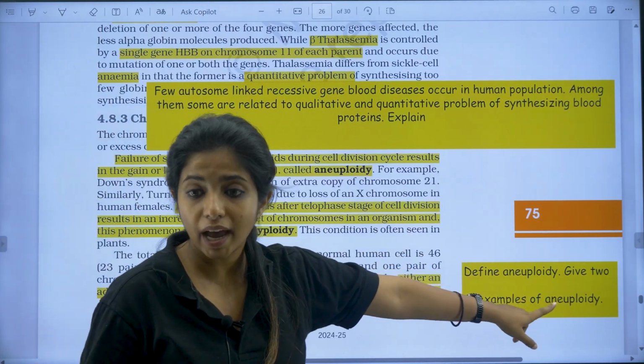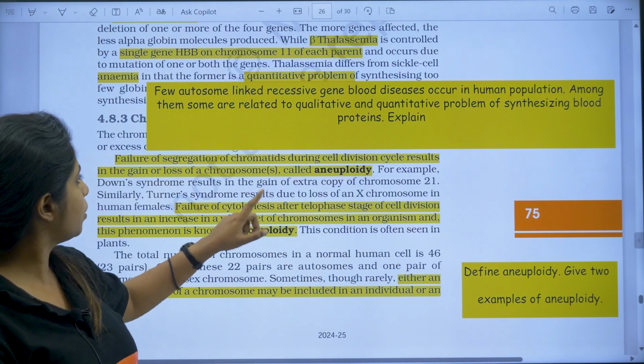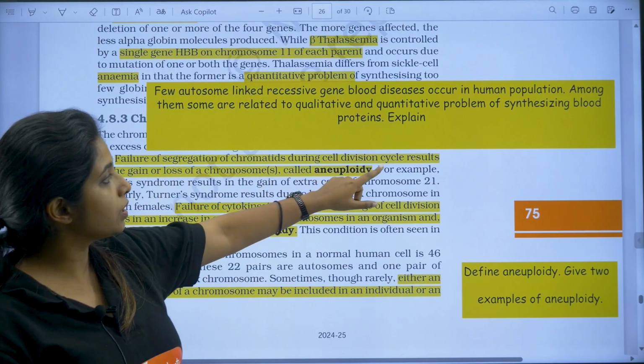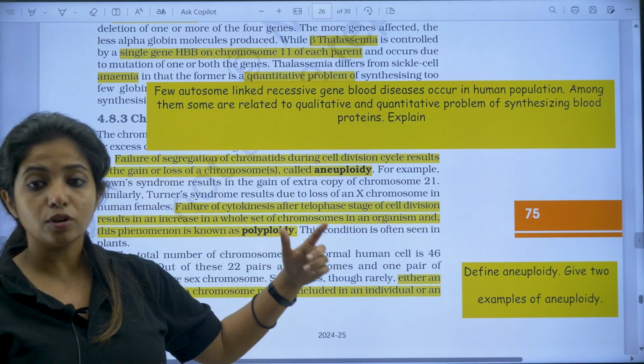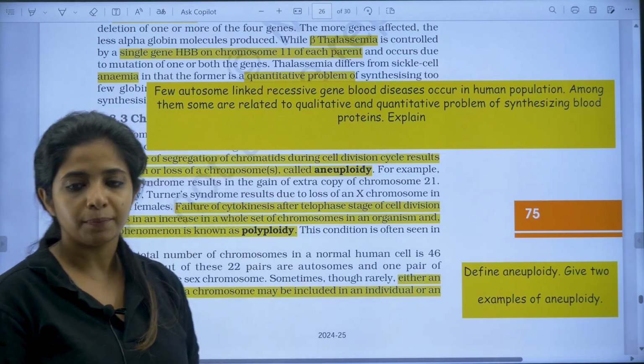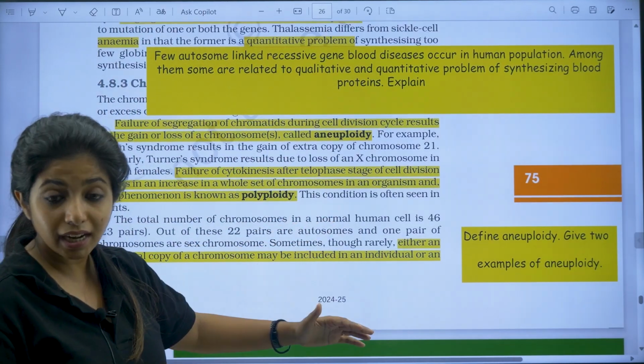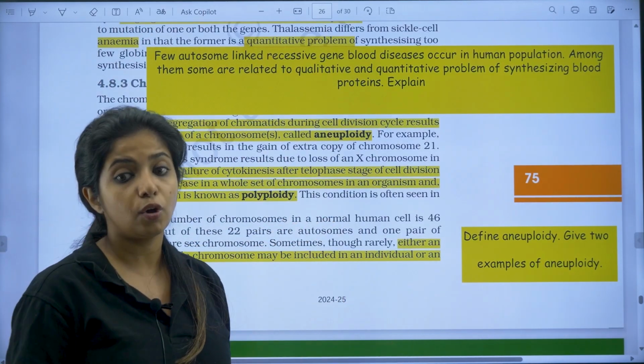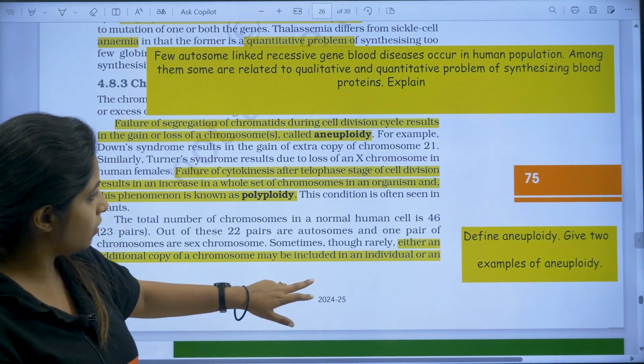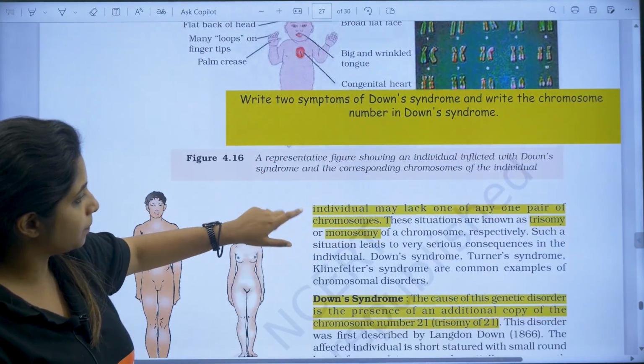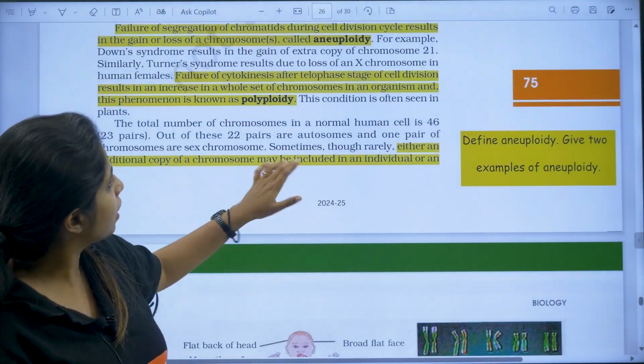You would be asked about aneuploidy, my dear children. So be sure you know about that. Failure of segregation of chromatids during cell division results in the gain or loss of chromosome. This is known as aneuploidy. When you say gain, you say trisomy. When you say loss, you call it monosomy. Over here these are the examples. Monosomy I have marked, trisomy I have marked.